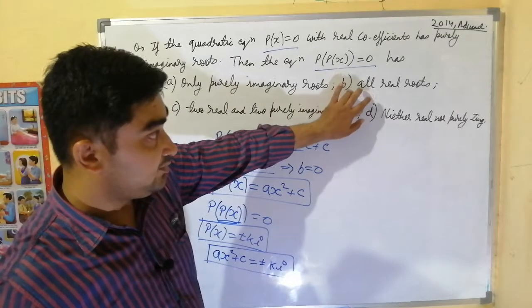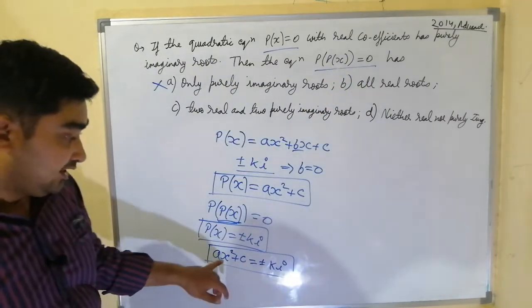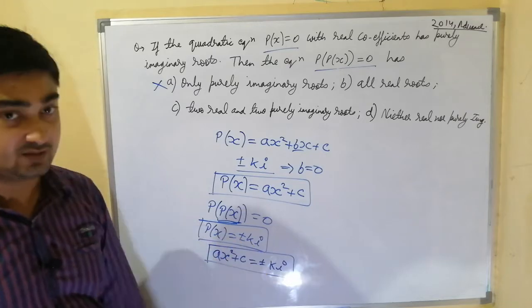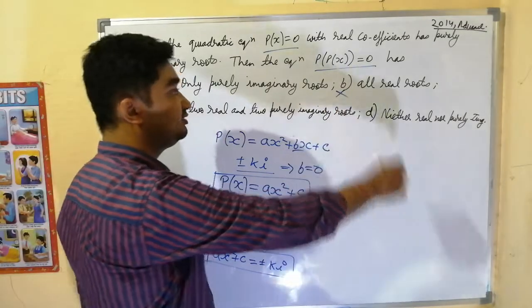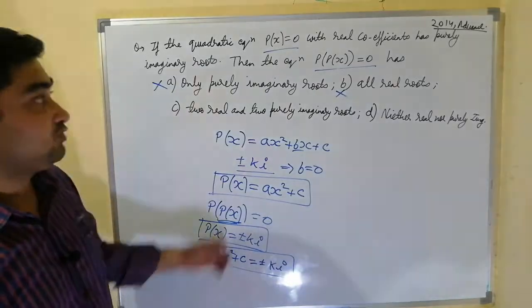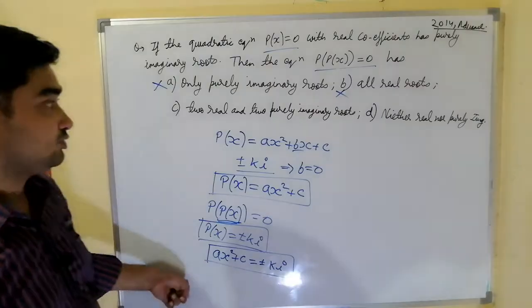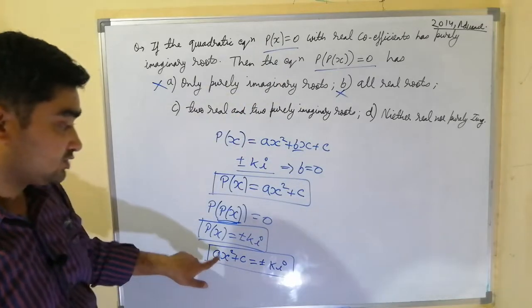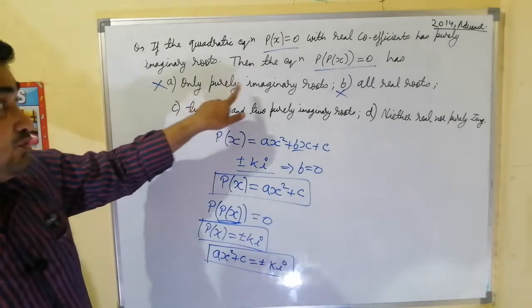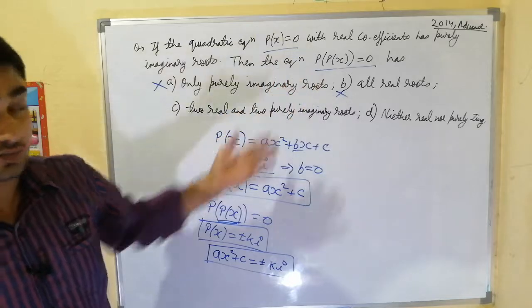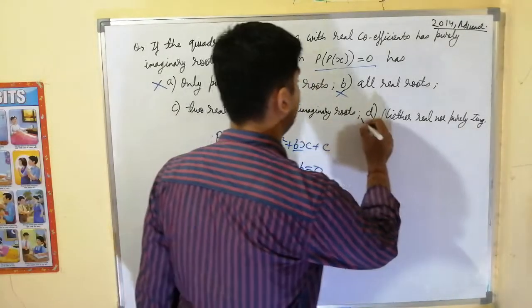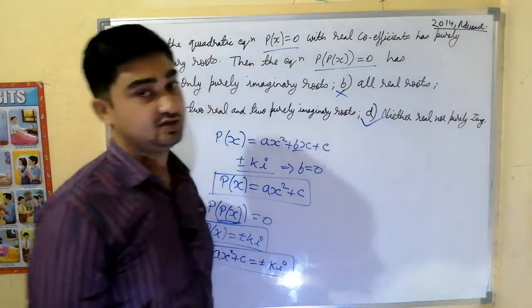Look at option B, all roots are real. If x is real, then the left hand side is real, but the right hand side is imaginary. So this also cannot be a root of the equation p of p(x) equal to 0. Then next is 2 real and 2 purely imaginary roots. Again, purely imaginary is not possible, and purely real is not possible. Then the only option is neither real nor purely imaginary.